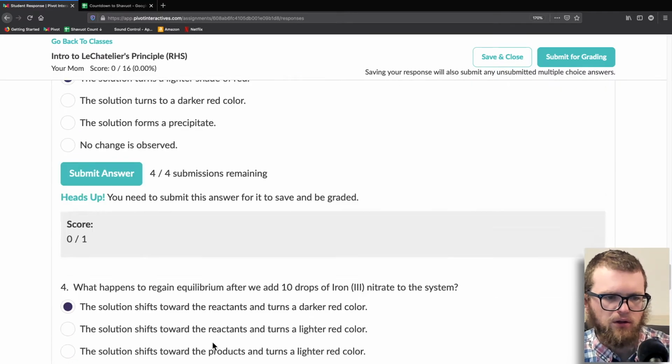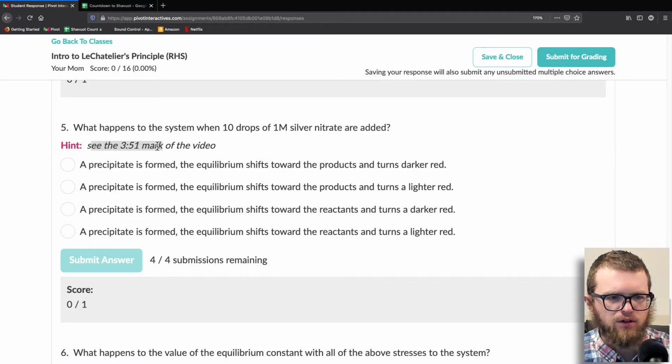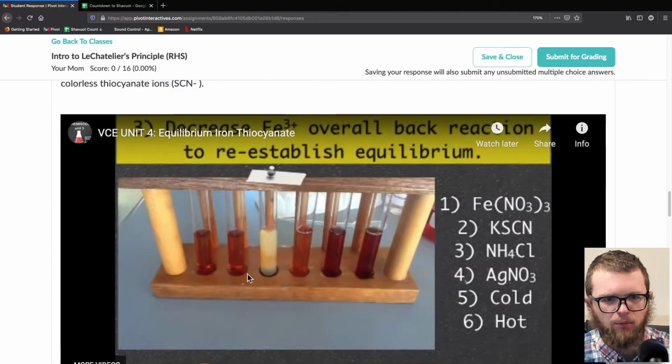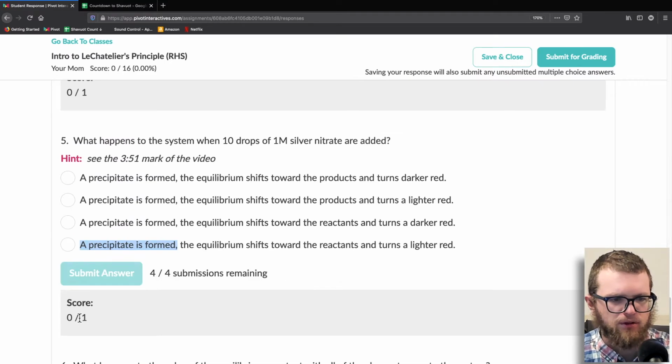Chemistry. So, question 5, what did we see happen? Well, it looks like no matter what our answer is, a precipitate is formed, and we can tell that because the solution went from pretty clear to pretty cloudy. That's as a precipitate forms.